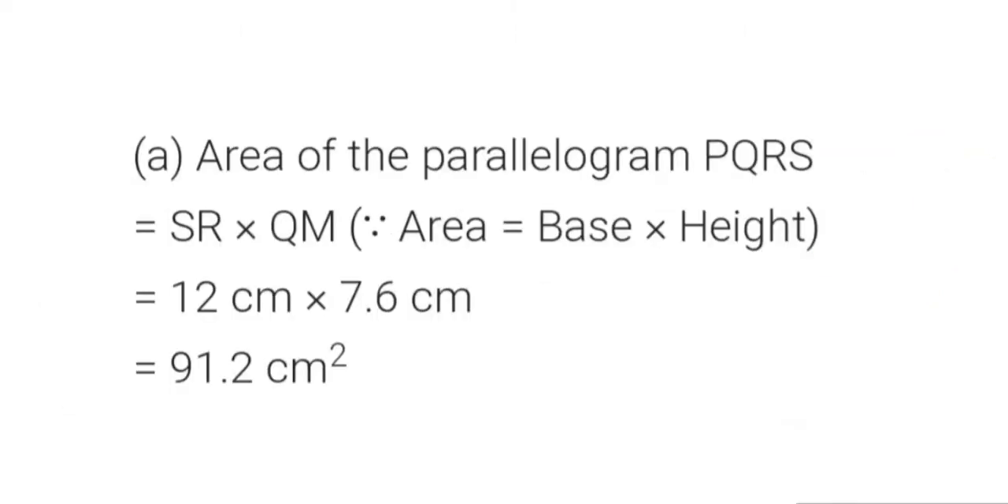So first number A, the area of the parallelogram PQRS. Here the base is SR and the height is QM. Now put the values. SR is 12 centimeter and QM is 7.6 centimeter. Now multiply it. So it will come 91.2 centimeter square.